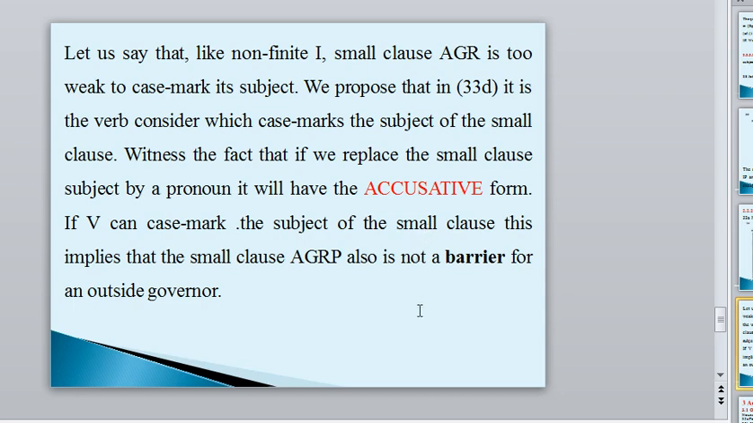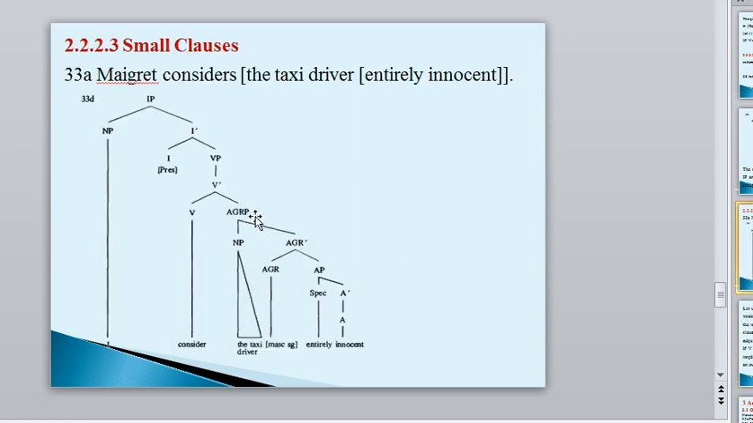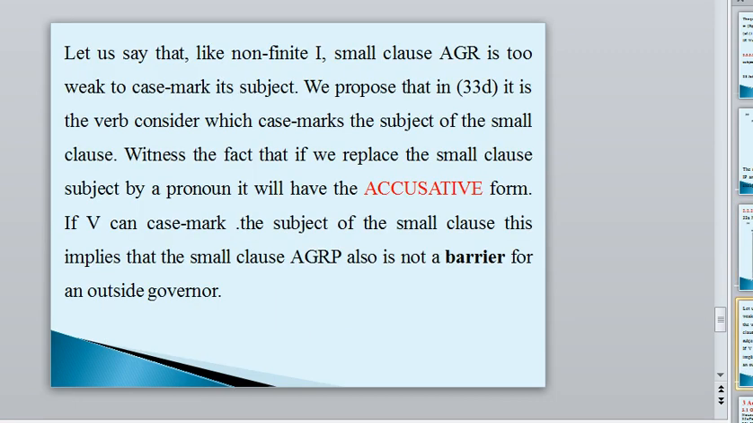So if in this example consider can case mark the subject of the small clause, this implies that the small clause agreement phrase also is not a barrier for an outside governor. So you see here, the agreement phrase is not a barrier for the governing. So the verb can govern the NP and assign accusative case to the subject of the small clause. This is the conclusion about the small clauses.